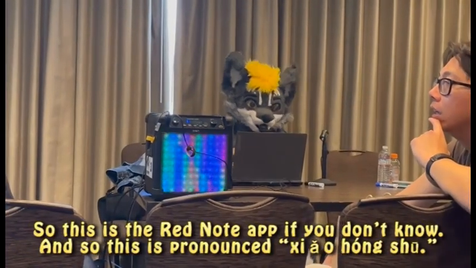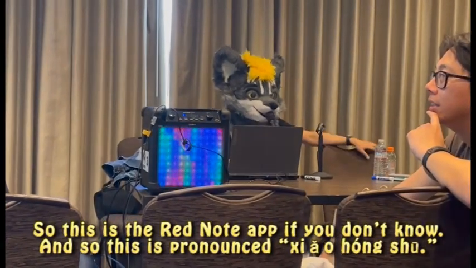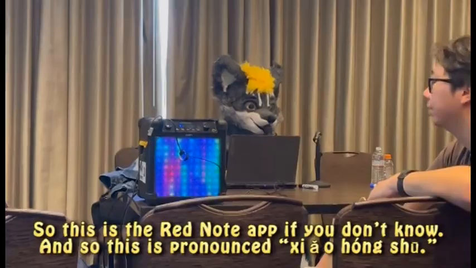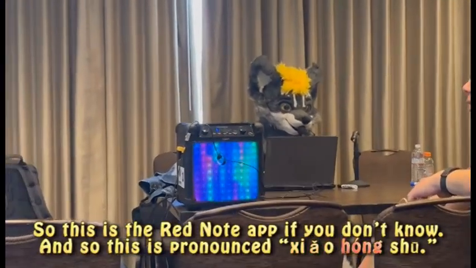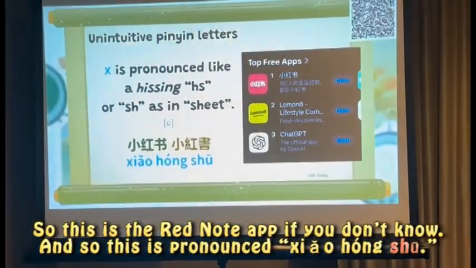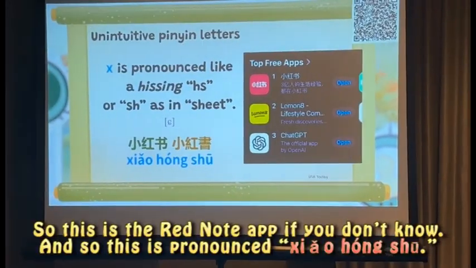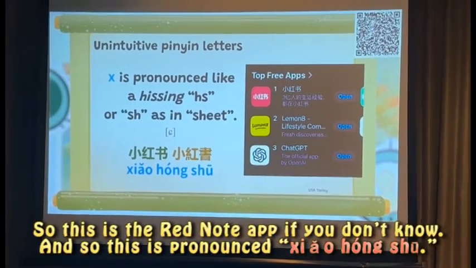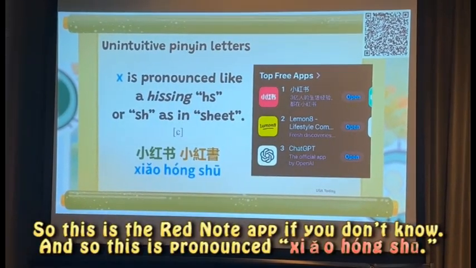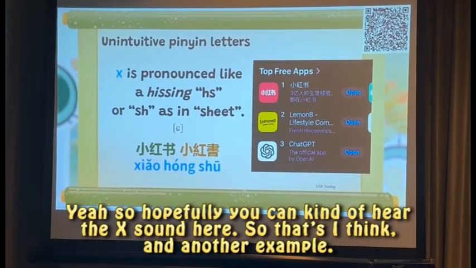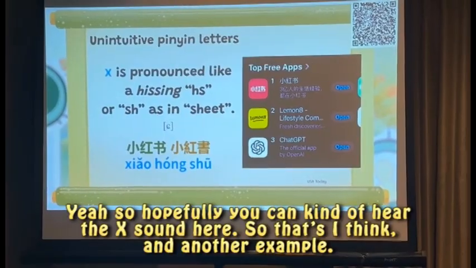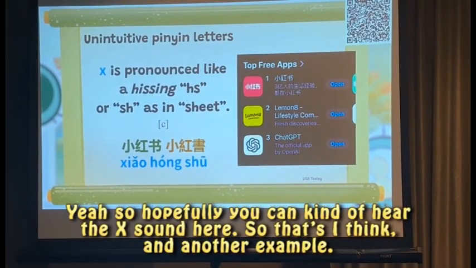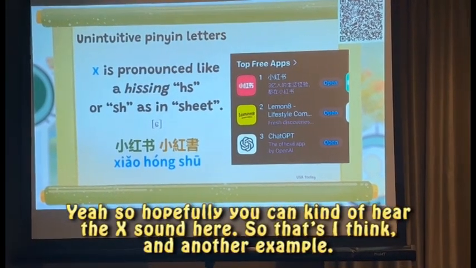So this is the Red Note app, if you don't know. And so this is pronounced 小红书. 小红书. So hopefully you can kind of hear the hissing sound here.